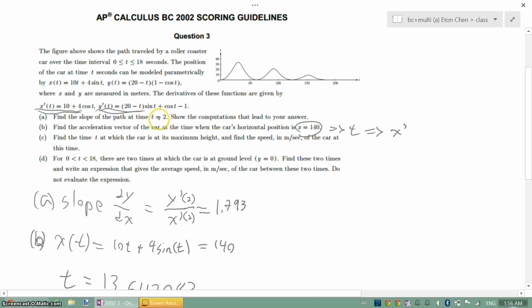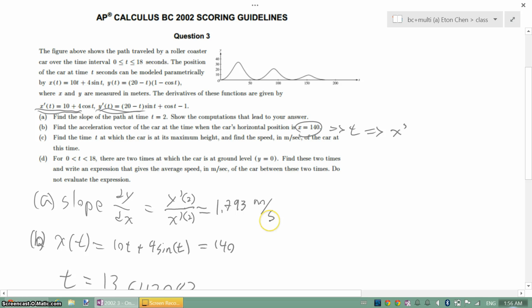The slope of a path is actually just velocity, and velocity is the first derivative of x and y. So we just look for dy/dx, and we plug the t in, and we get 1.793, and that is in meters per second.